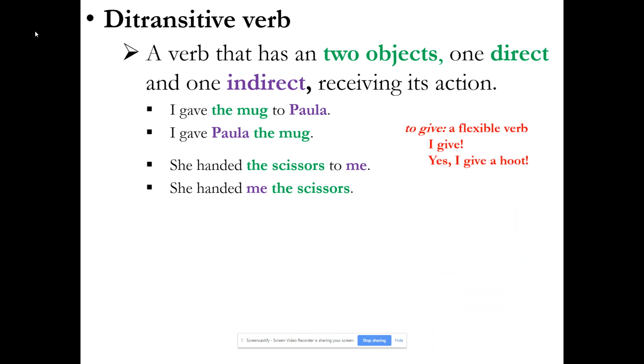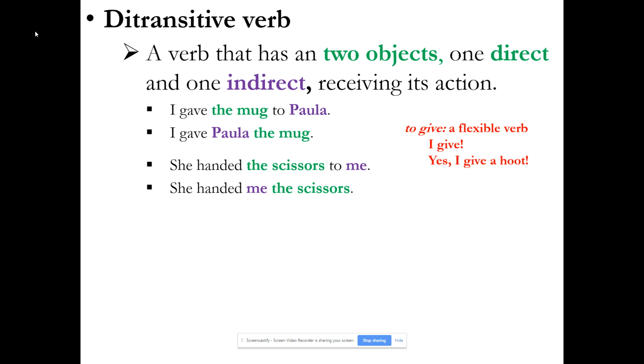So I want to mention something here about the verb to give. Right, to give is this really flexible verb because it can be used in many different ways, and we do this all the time. To give, or I give, really means I give up. Like I throw in the towel, I'm done, I concede defeat. That is behaving intransitively. It doesn't need any object.